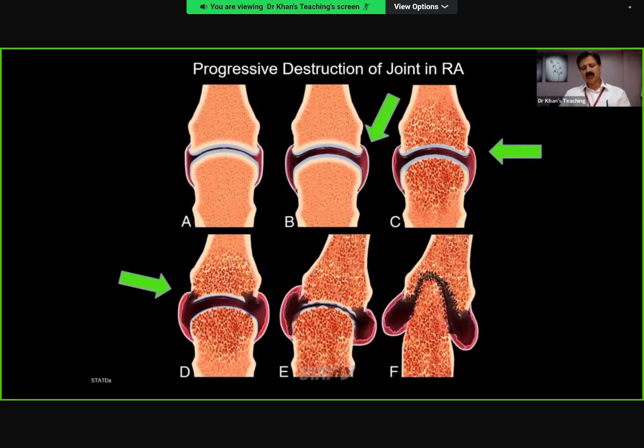This is an arthritis mutilans type of picture, where what has happened is that there is a pencil and cuff deformity. And this film has come in the exam quite a few times, and they will ask you what can be the differential. We call it arthritis mutilans. I will show you.